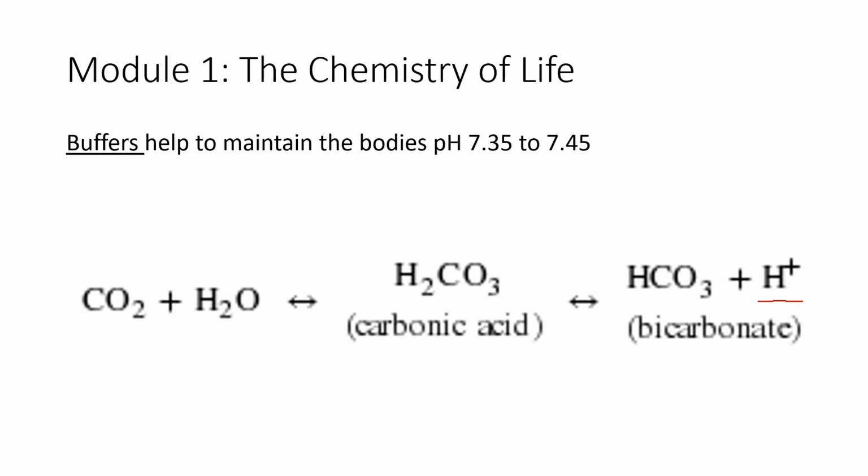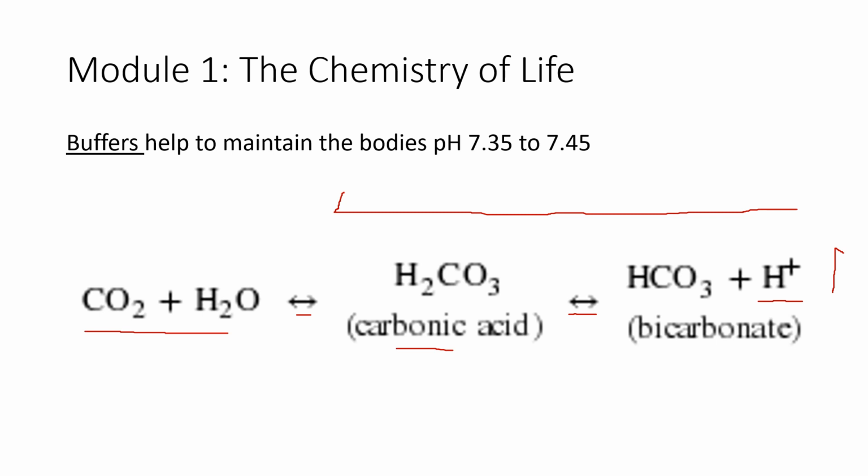This carbonic acid buffer system is a common buffer system in the body. It's in our bloodstream, it's in our kidneys, it's in our lungs. If the hydrogen ion concentration goes up, well, in this equation, you notice these arrows go in both directions, that means it's reversible. This equation goes in this direction, and those hydrogen ions form carbonic acid, which can then convert to carbon dioxide and water.